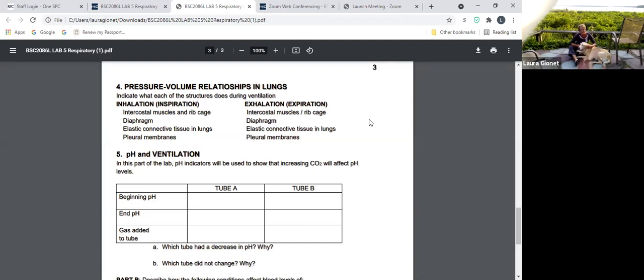Exhalation is the opposite, right? Intercostal muscles relax and the rib cage moves downward and medially. So now you're compressing the lungs, and the diaphragm relaxes and moves upward. So from both directions, now you're kind of squeezing down on the lungs to exhale air. Elastic tissue in the lungs recoils, so it helps collapse and compress areas in the lungs that are not closest to the ribs or to the diaphragm. And the pleural membranes, again, just follow the diaphragm and the rib cage.